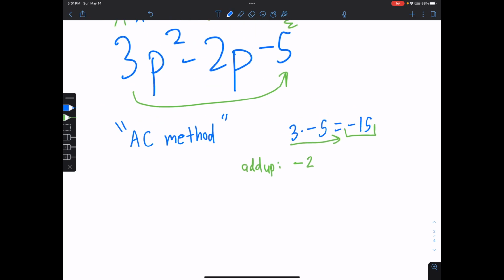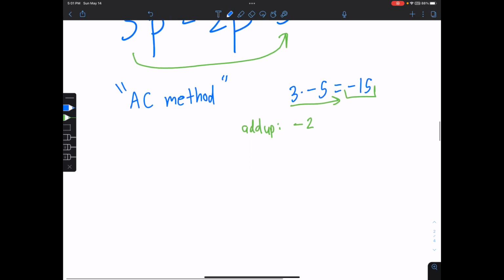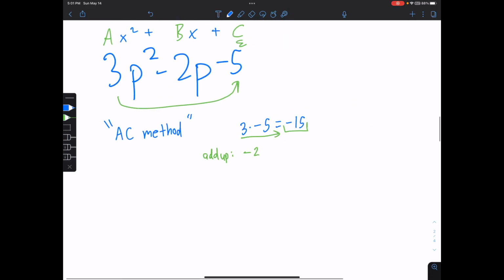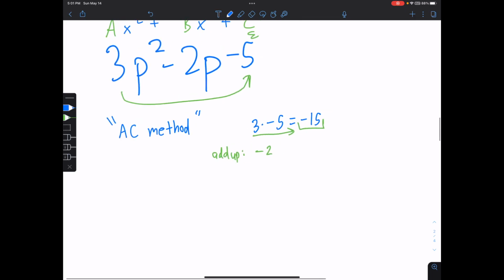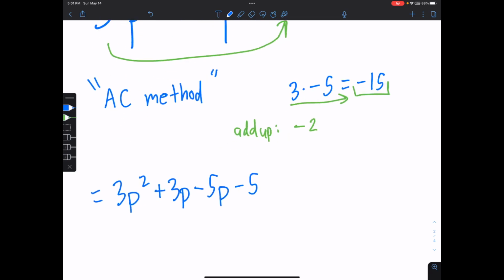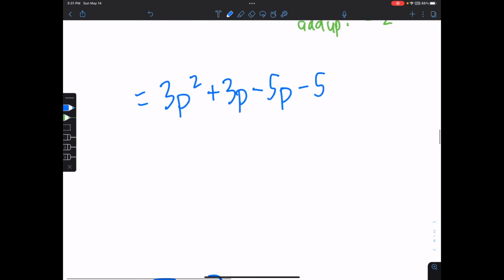Now, this is the traditional way of doing it, and the book says to split our negative 2p into the 2 numbers that we chose. So we can rewrite this as 3p squared plus 3p, right? And then minus 5p minus 5. Now we can just factor by grouping.